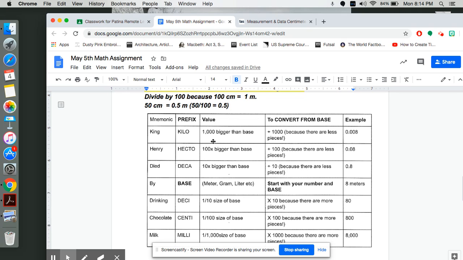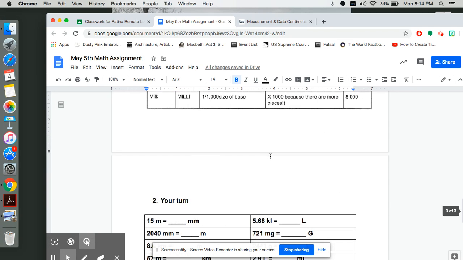This is another nice chart that still has that handy way to remember that the King Henry, those two are at the top because they're big, kilo, and then the last smallest would be milli. I'm going to go ahead and underline this. So if you say meter, gram, or liter, that's the same as the base. All right, hopefully I'm making sense so far. I hope I'm not rambling too much.